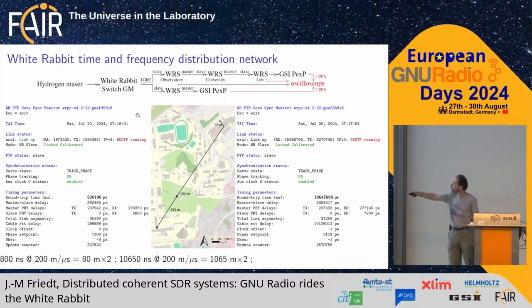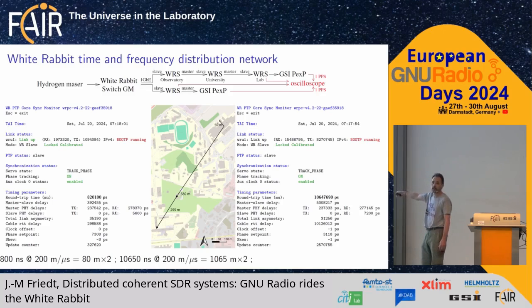These are the outputs of the GSI PCI board, which is running the White Rabbit core, and you see that they're locked, good. And you see here that the phase tracking is enabled, meaning that the White Rabbit boards are indeed getting the right signal. And here you see, if you remove this, this is picosecond, so this is 820 nanoseconds. 820 nanoseconds is the time of flight from this location to here. And here you have 650 picoseconds, and here you have 10 microseconds.